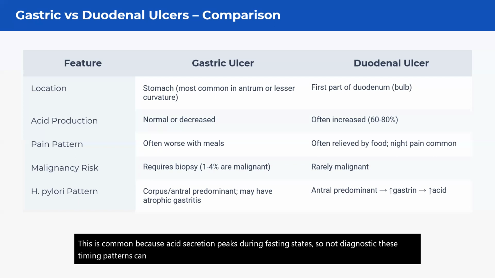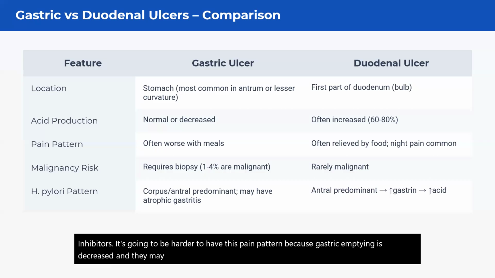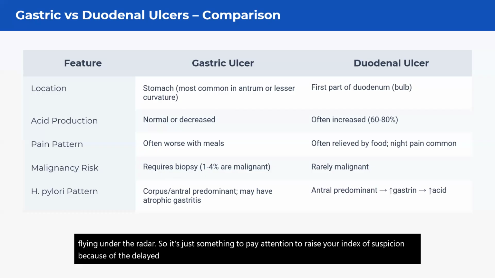So, let me throw a wrench into your works here. Now that people are on GLP-1 inhibitors, it's going to be harder to have this pain pattern because gastric emptying is decreased and they may not have the same secretion, which means this ulcer can go longer flying under the radar. So, it's just something to pay attention to, to raise your index of suspicion because of the delayed gastric emptying associated with those medications.